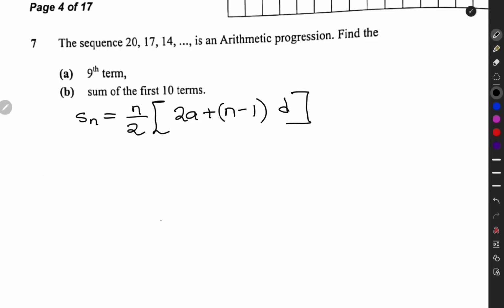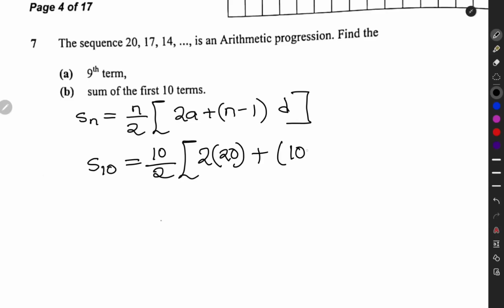So we don't need to worry, because we already have the first term and we already have the common difference. For the sum of 10 terms, the sum of the first 10 terms is going to be equal to 10, which is our n, over 2. Then in brackets 2 multiplied by a, which is 20, our first term, plus n. Our n is simply 10, so we are finding 10 minus 1. Then our common difference is negative 3, as we saw from the previous question.